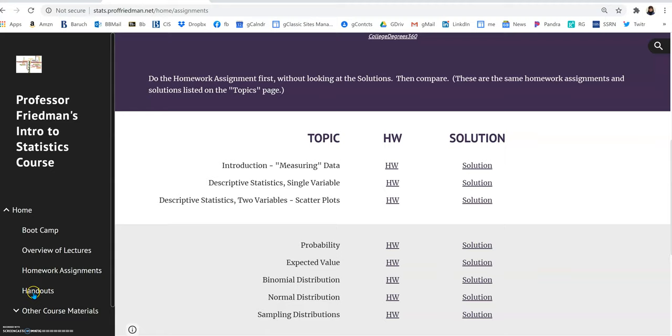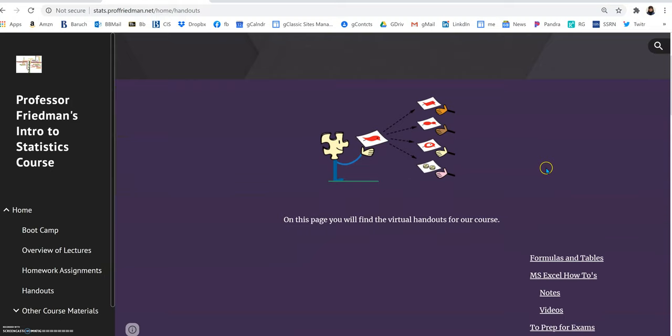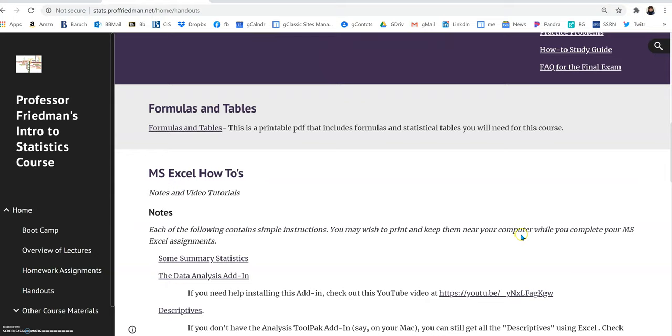Let's see what else we got here. Handouts, our page of virtual handouts. You use them as you need them, obviously. Firstly, very important, formulas and tables. If you're doing this on your own, or if you're one of our students, if we're doing this in a face-to-face class, online class, or a hybrid class, this is what you need.